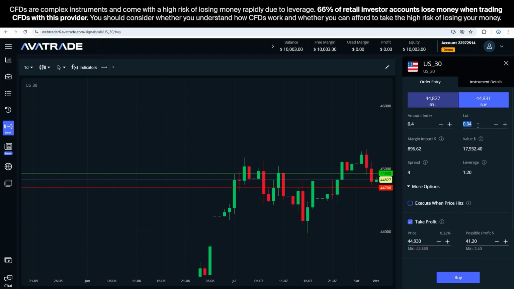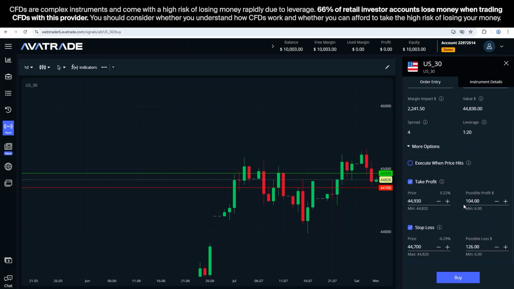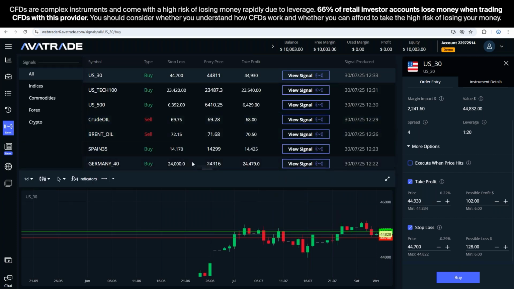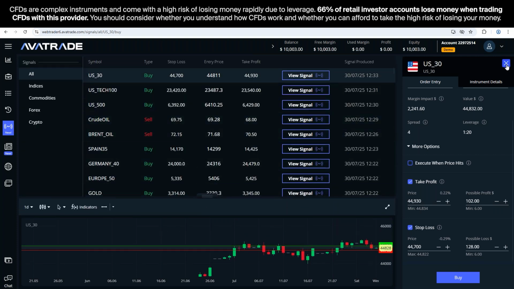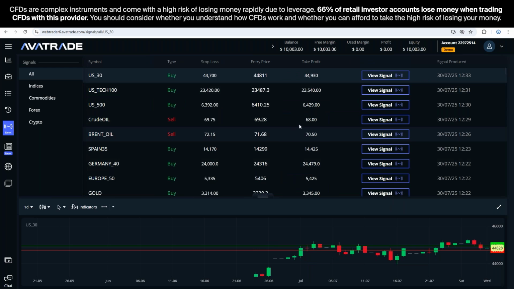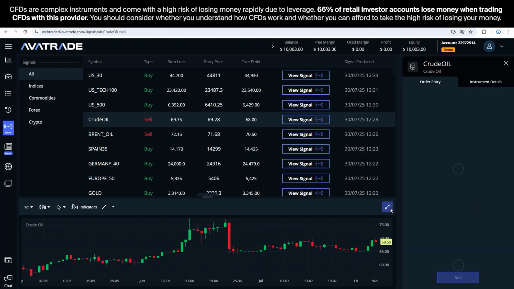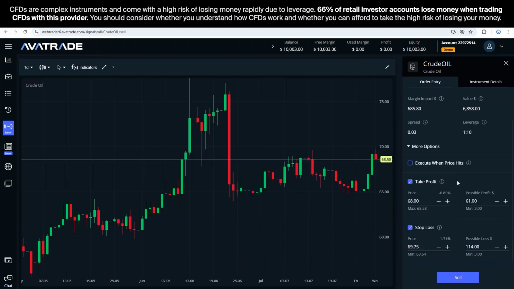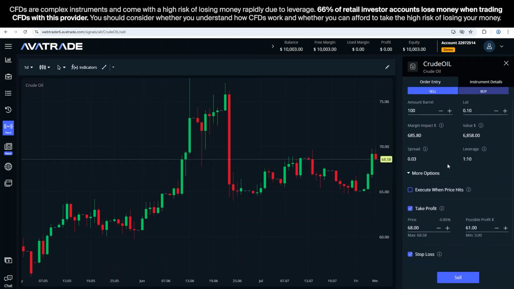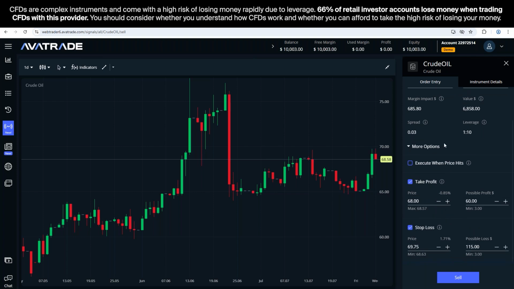At this point, of course, I can always increase the lot size if I want to, and I can further modify whatever I want regarding the signals. But if I don't want to, and I just want to use the signal plain and simple, again, let me show you how easy that is. We're going to click now on crude oil since it's in a sell type. Click again. That took less than 10 seconds, and we are set to go.